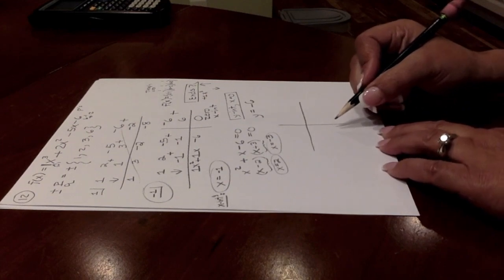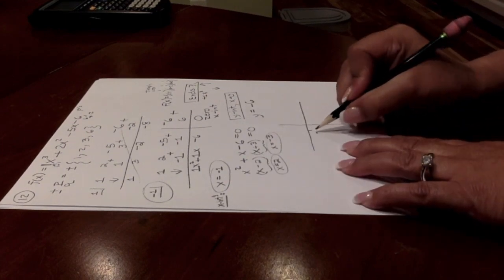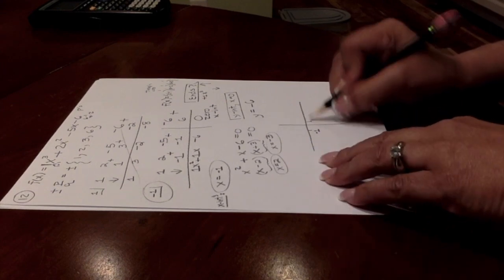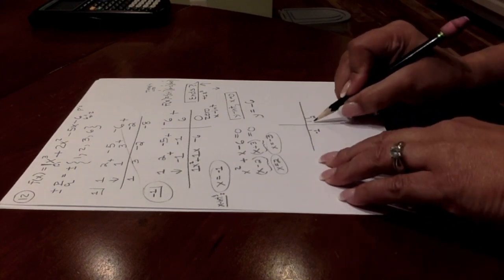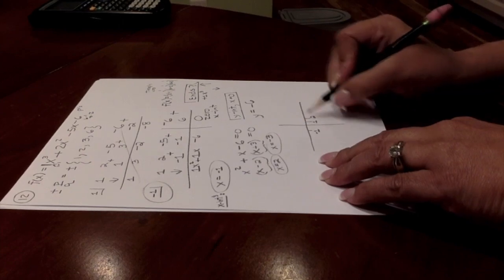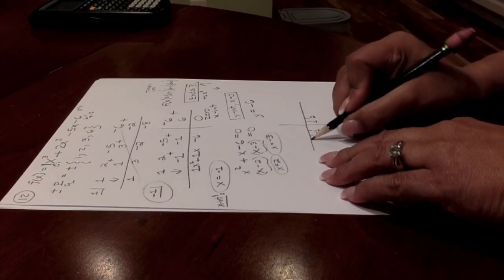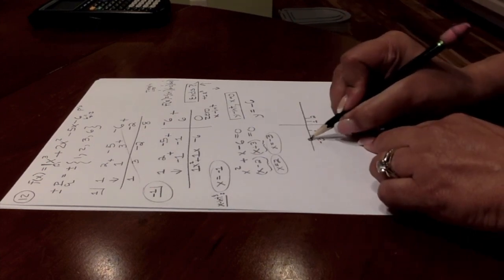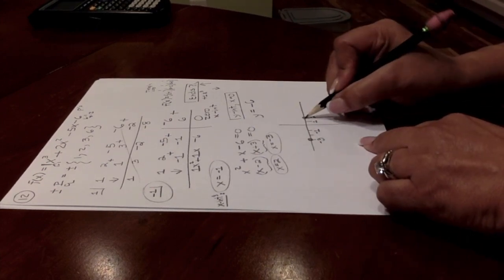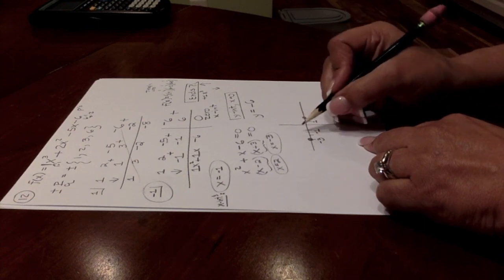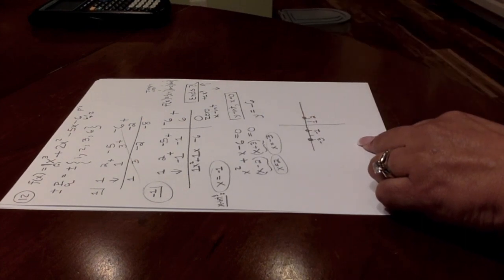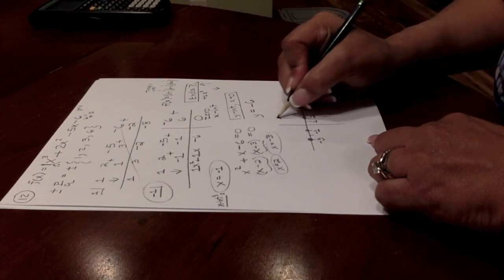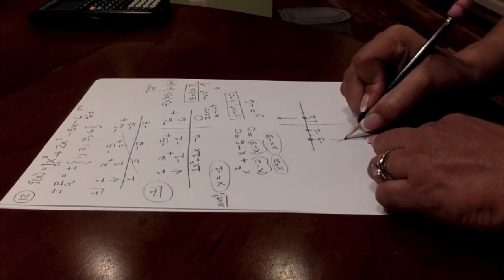Okay, so my x-intercepts are negative 1, 2, and negative 3. Okay, so you're going to put a point at negative 3, you're going to put one at 2, and you're going to put one at negative 1. We're going to hit all those points. The ends are going to go up on the right, down on the left.